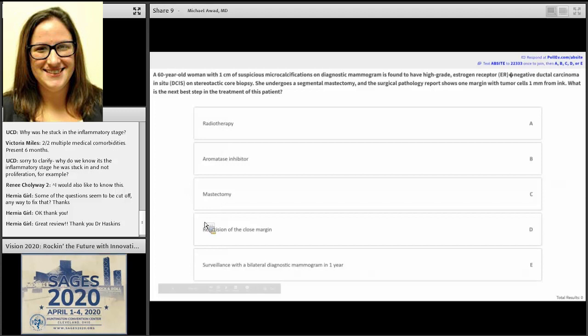So the next question: a 60-year-old woman with 1 centimeter suspicious microcalcifications on diagnostic mammogram is found to have a high-grade estrogen receptor negative ductal carcinoma in situ, DCIS, on stereotactic core biopsy. She undergoes a segmental mastectomy, and the surgical pathology shows one margin with tumor cells 1 millimeter from the ink. What is the next best step in treatment of this patient? A, radiotherapy. B, aromatase inhibitor. C, mastectomy. D, re-excision of the close margin. E, surveillance with bilateral diagnostic mammogram in 1 year.